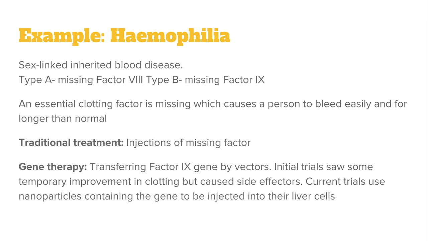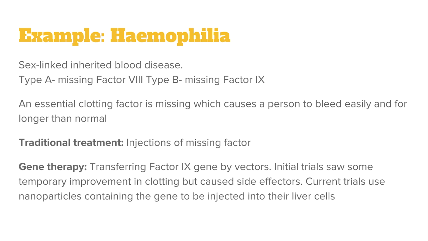So one of the examples is haemophilia, and haemophilia is a sex-linked inherited blood disease, and there are 2 types. In type A, it's missing factor 8, and in type B, it's missing factor 4. And these factors are essential clotting factors, which causes a person to bleed easily and for longer than normal. So the traditional treatment has been injections of the missing factor, so that this factor is just injected into the person, and they'll have to have that throughout their life.